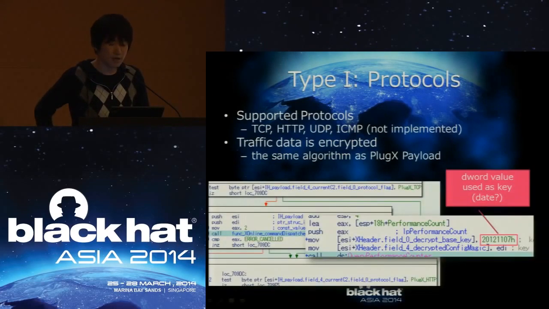Type 1 uses a flag meaning supported protocols. It seems to support TCP, HTTP, UDP, and ICMP. But ICMP is practically not implemented in Type 1.